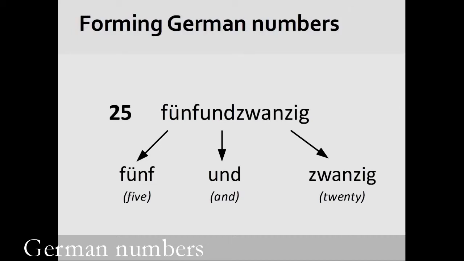Let's take a closer look at the German number 25. In English, we form the number through a combination of two numbers, placing the larger number before the smaller number, 20 and 5. In German, this pattern is reversed, and the smaller number is placed before the larger number, 5 and 20, or 25. All numbers between 20 and 99 are formed in this manner.